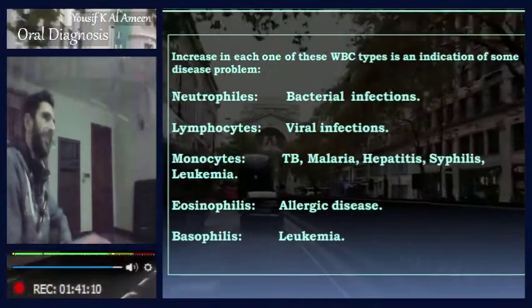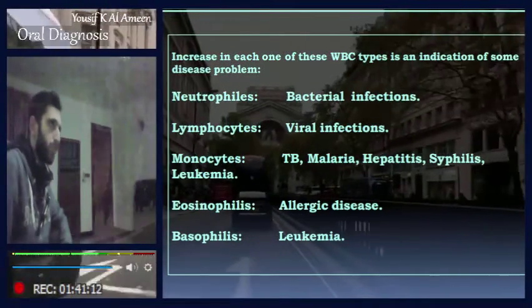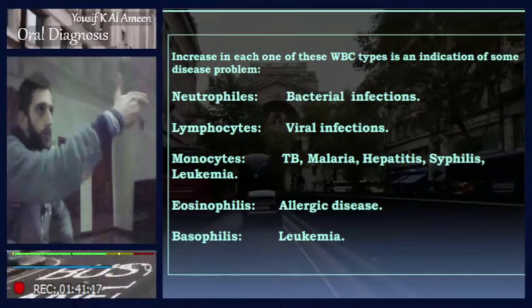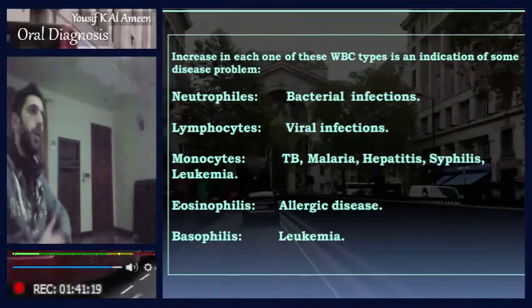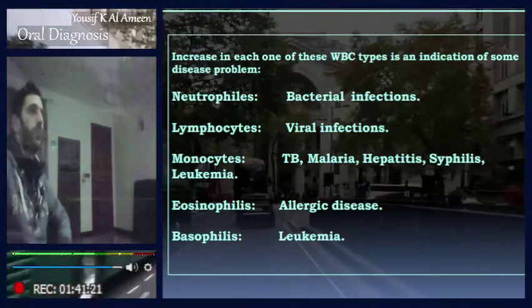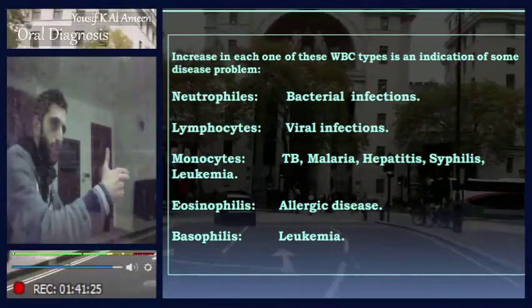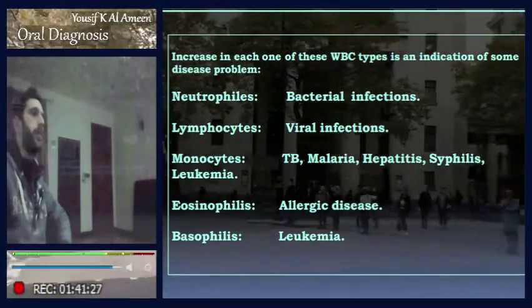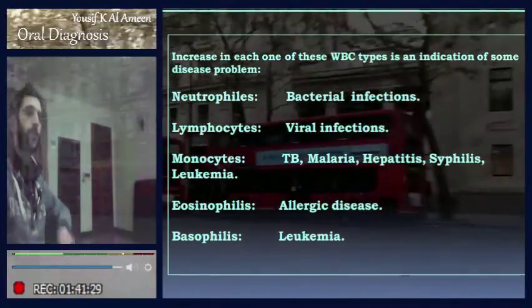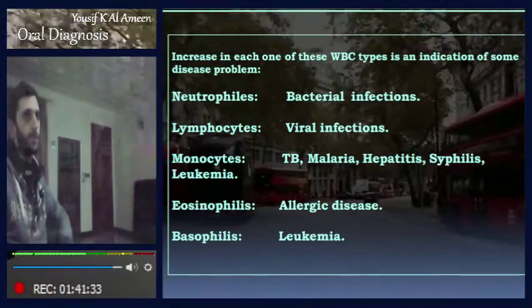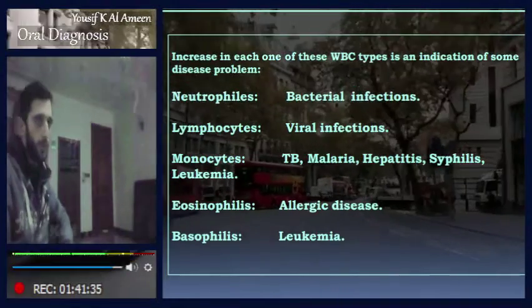An increase in each one of these white cells is an indication of some kind of disease. Neutrophils, bacterial infections. Lymphocytes, viral infections. Monocytes, TB, malaria, hepatitis, syphilis. Eosinophils, allergic. And basophils, leukemia.